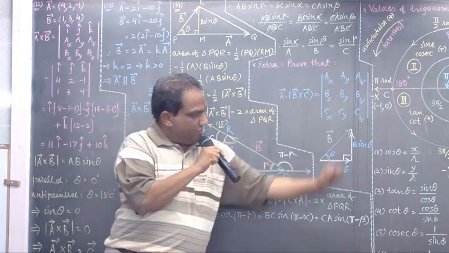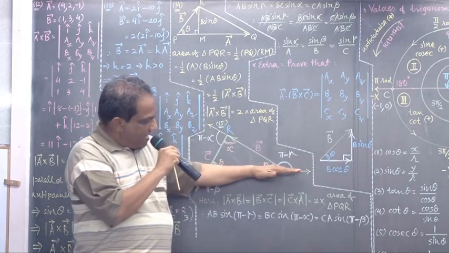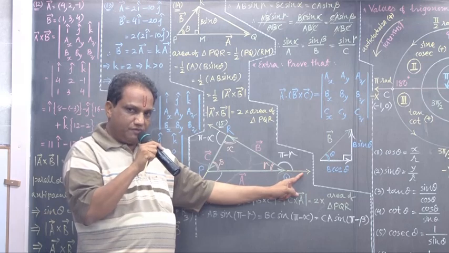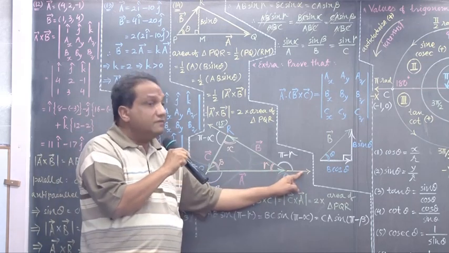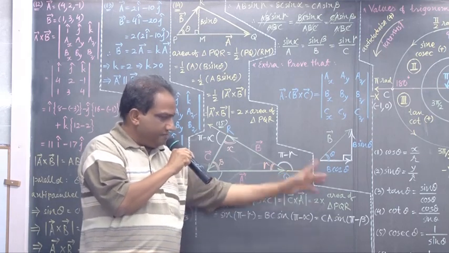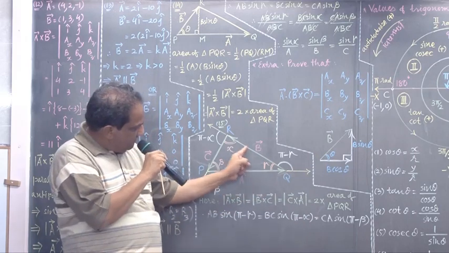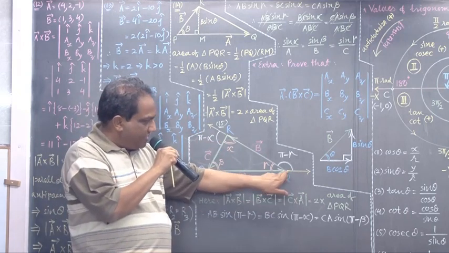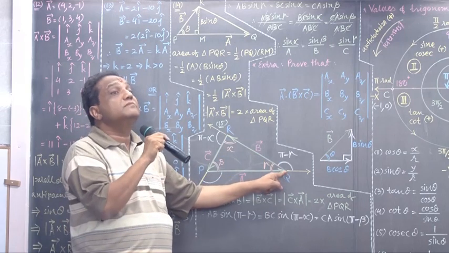So tell me everybody, what is this? Direction of vector A. Sure? What is this here? Direction of vector A. What is this? Direction of vector B. And now you can see, for vector A also the tail is here, and for vector B the tail is there only.